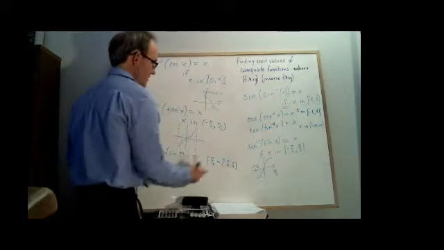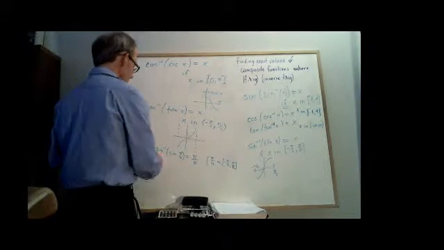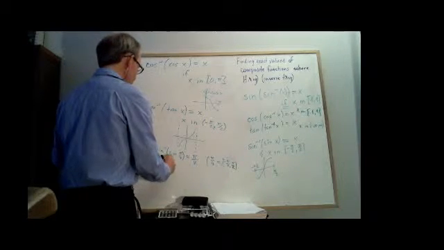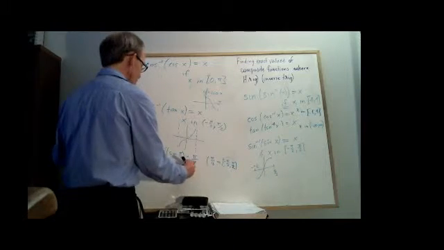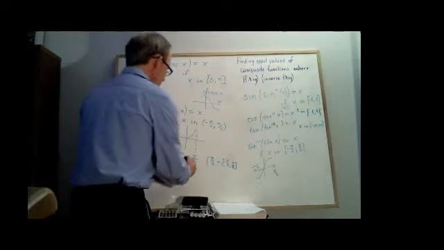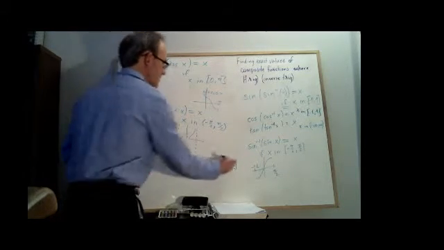It's just less than pi over 2, and positive. But if you take sine inverse of sine of 3 pi over 4, that's not equal to pi over 4, because 3 pi over 4 is not in this domain.